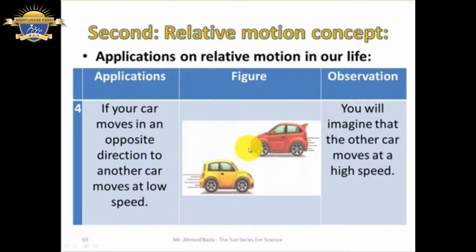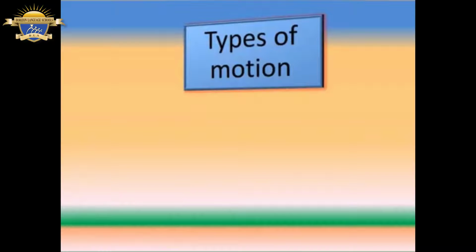Application number 4. If your car moves in the opposite direction to another car that moves at low speed, you will imagine that the other car moves at high speed. With this, we know the meaning of relative motion, which is the change in an object position or direction, but relative to another object or fixed point.